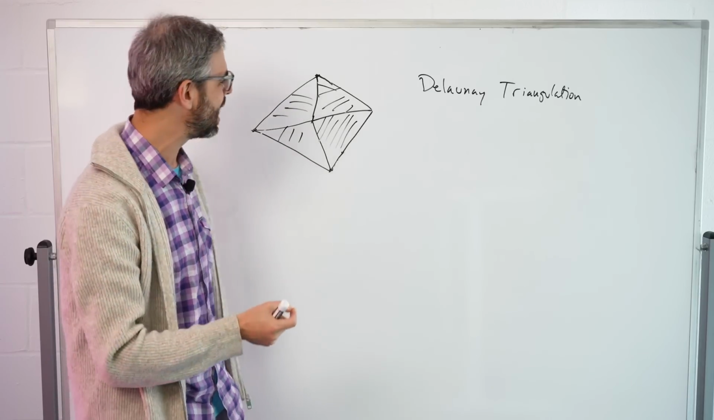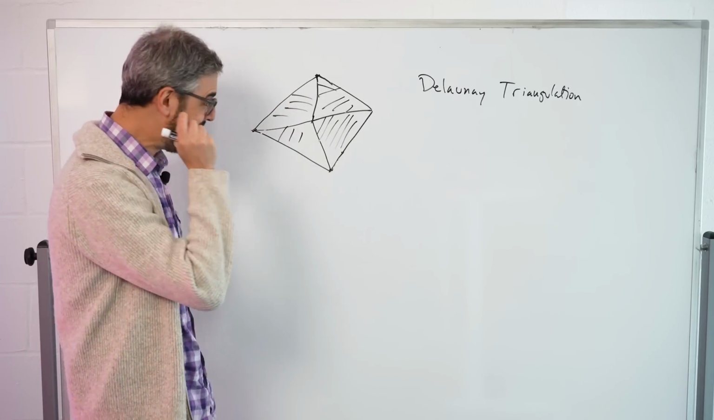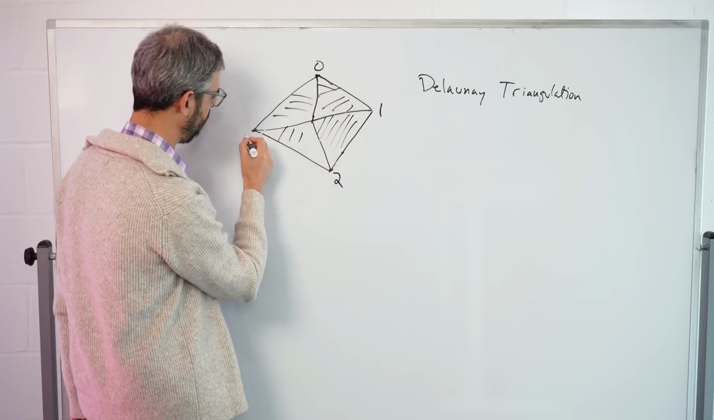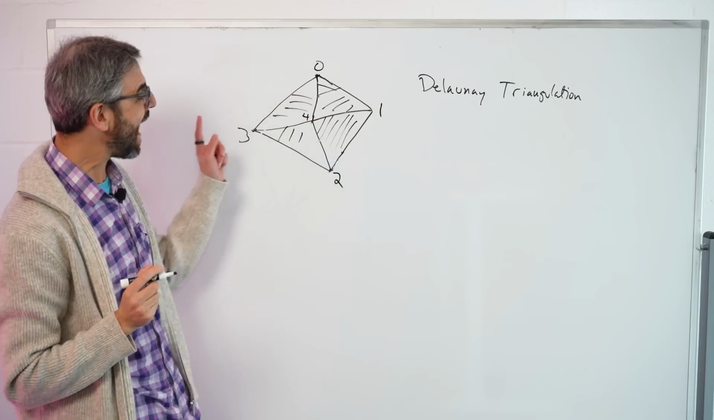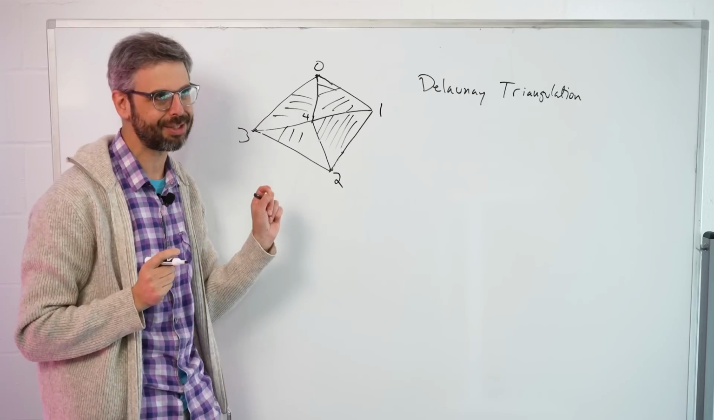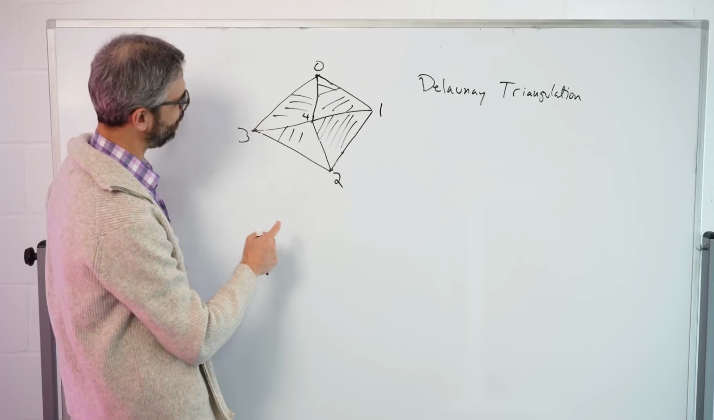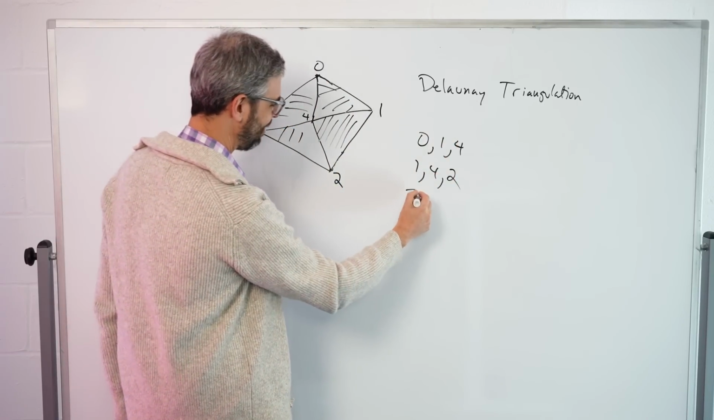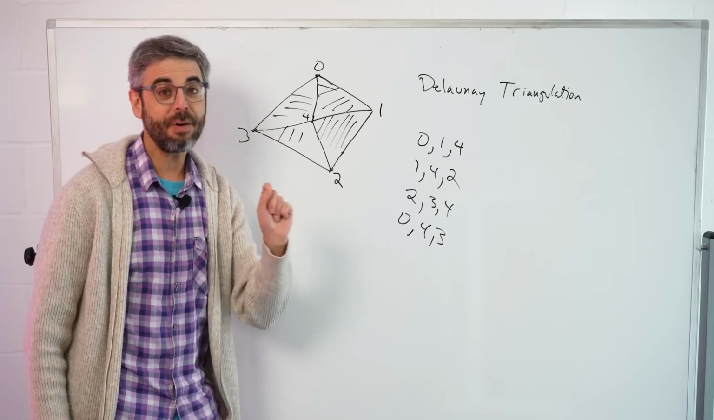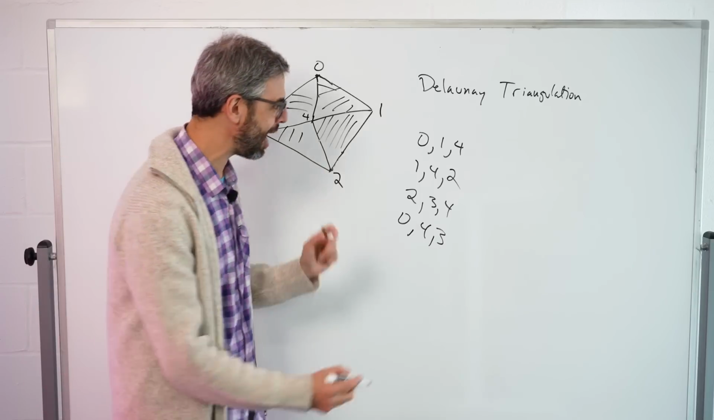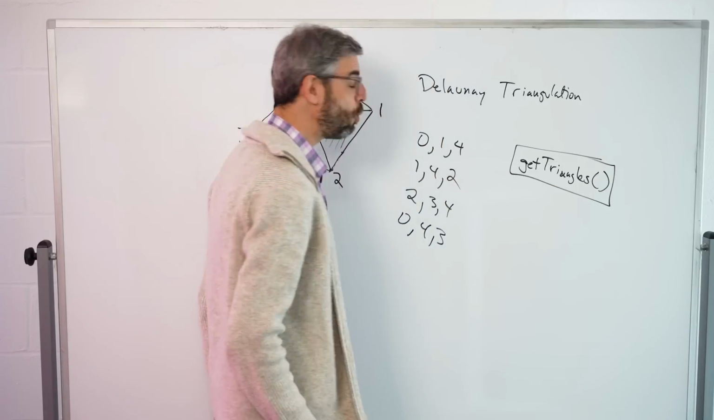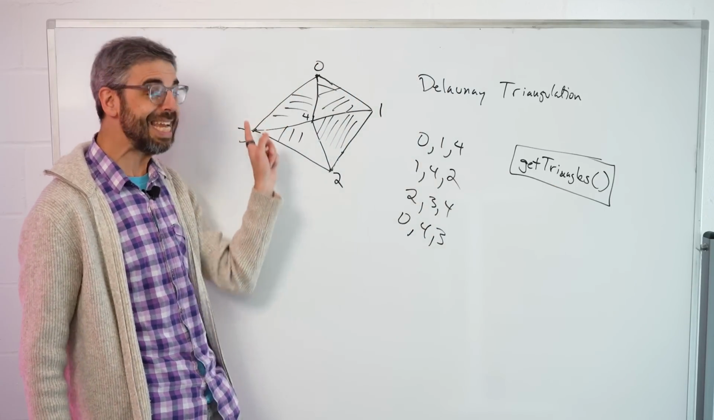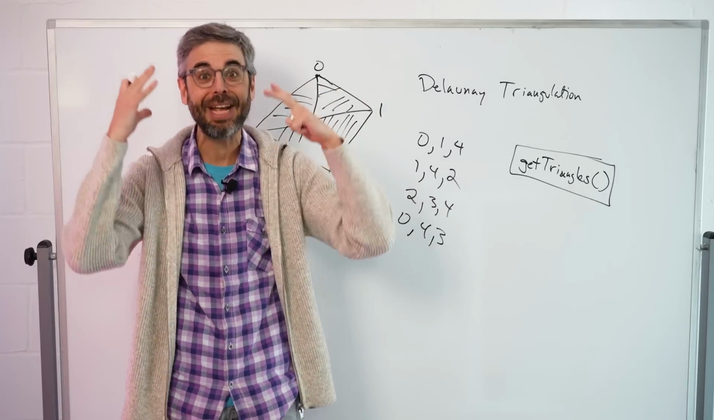In order to do that, I would need to know if these are the index values for these vertices, 0, 1, 2, 3, 4, I would need to have collections of which points make up the triangles. For example, 0, 1, 4, 1, 4, 2, 2, 3, 4, 0, 4, 3. ML5 has a function called getTriangles, which will provide to you a list of groups of 3 of all of the index values of the key points in the FaceMesh model.